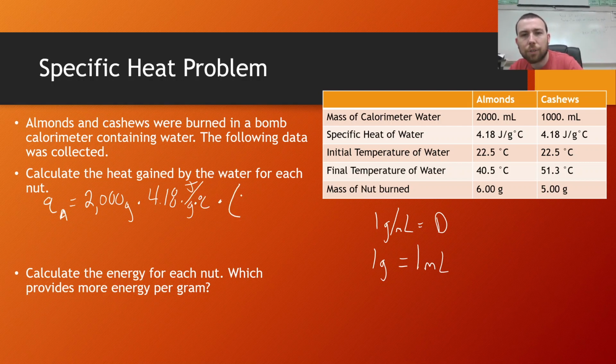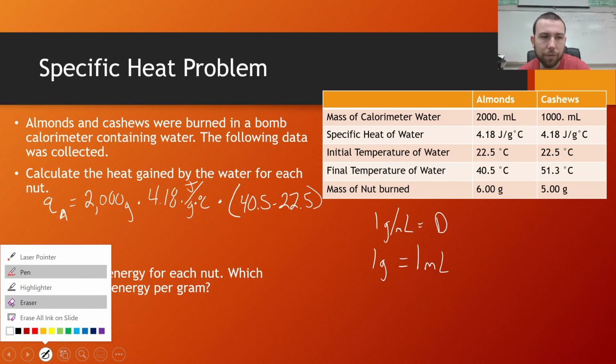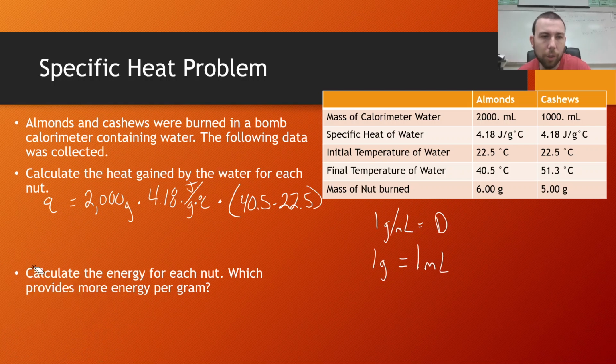Now our final temperature was 40.5 and our initial temperature was 22.5. I probably shouldn't say that this is QA, this is QW. It's the Q of the water for the first experiment, so we'll say QW1. All right, so you've got 2,000 times 4.18 times 40.5 minus 22.5.